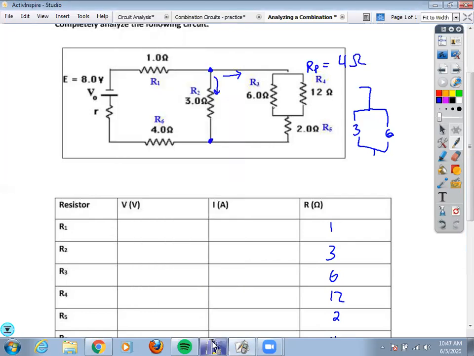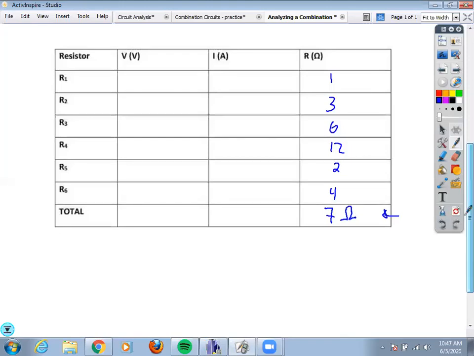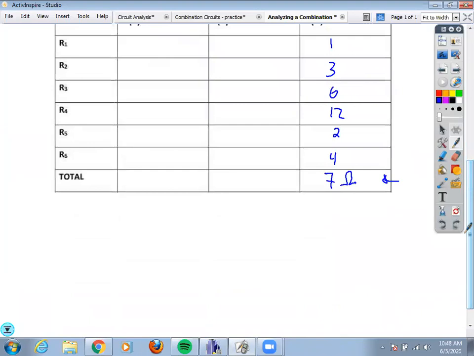So this value here is essentially 2 ohms in parallel. So now we can add the total, and we can get 2 plus 4 plus 1, 7 ohms. The equivalent resistance is 7 ohms. We know the total voltage is 8 volts. So we can find the total current.